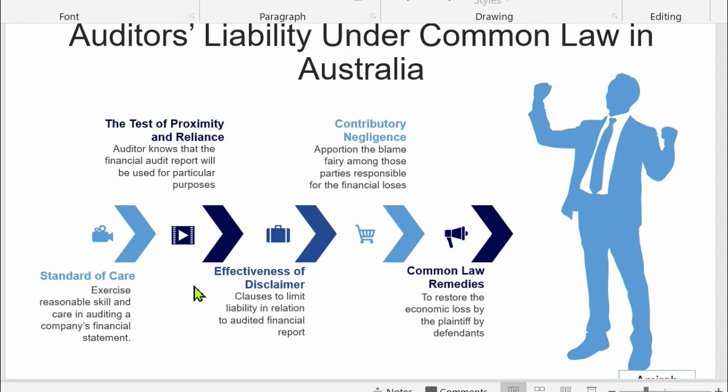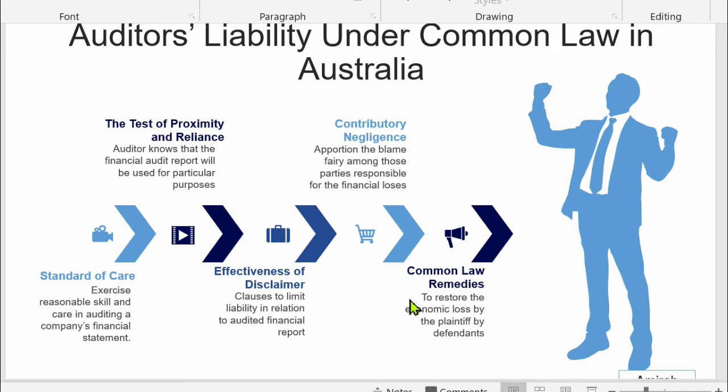For example, in the case of Columbia Coffee and Tea Private Limited versus Churchill, the facts involved a plaintiff investor who brought an action against the auditors for losses suffered as a result of relying on the audited financial report, which had the effect of understating the company's debt. In this case, it clearly shows that the auditor has a responsibility to the extent of the third party who relies on the information from the financial audit report. Third is effectiveness of disclaimer.